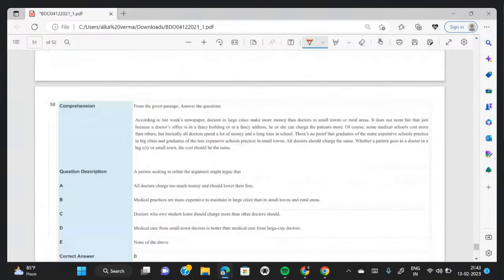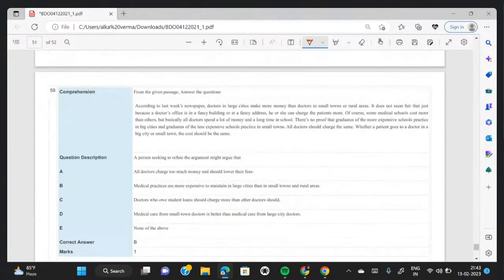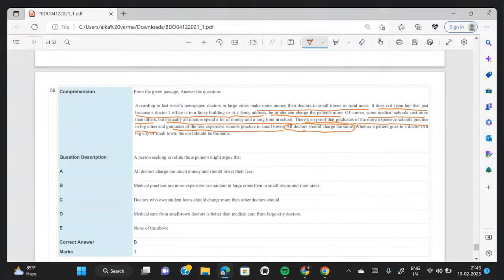59. According to last week's newspaper, doctors in large cities make more money than doctors in small towns and rural areas. It does not seem fair that just because the doctor's office is in a fancy building or at a fancy address, he or she can charge the patient more. Of course, some medical schools cost more than others, but basically all doctors spend a lot of money and a long time in school. There is no proof that graduates of more expensive schools practice in big cities and graduates of less expensive schools practice in small towns. All doctors should charge the same, whether the patient goes to a doctor in a big city or a small town. The cost should be the same.